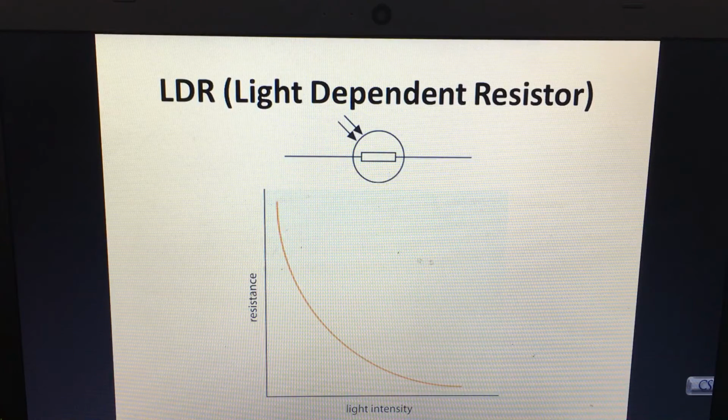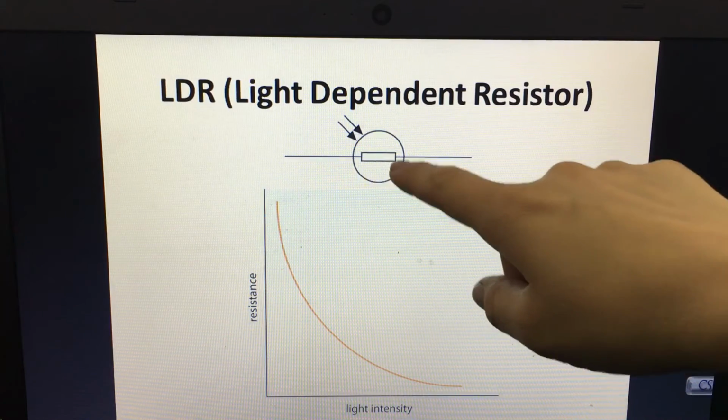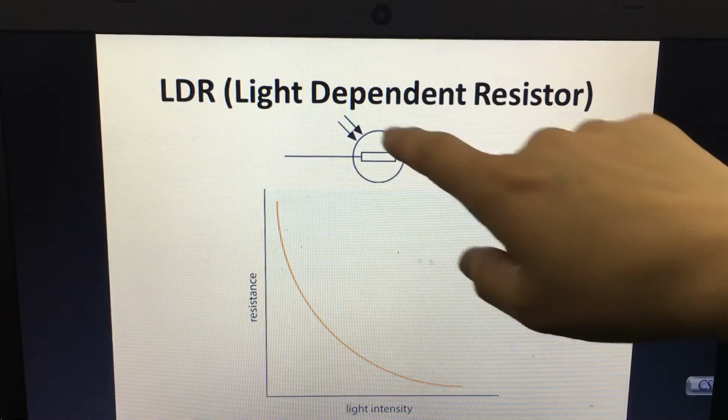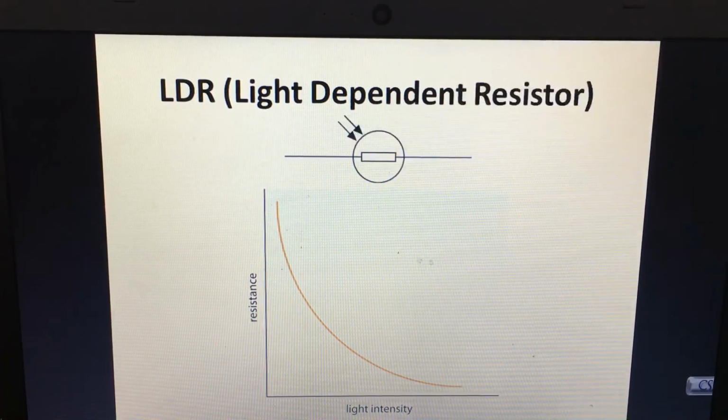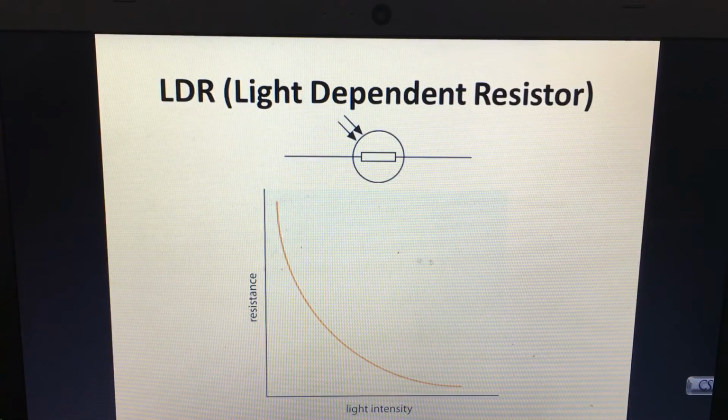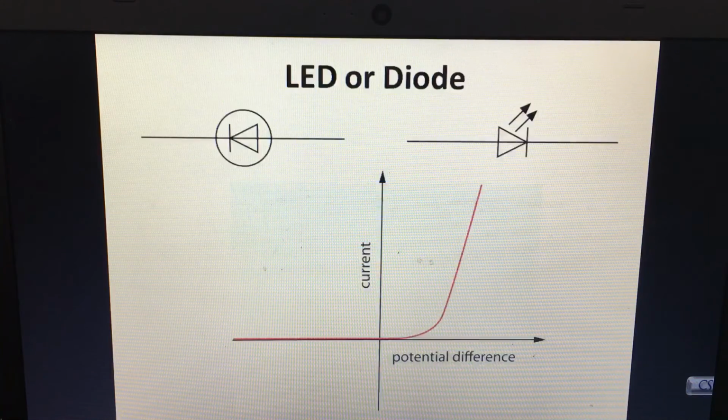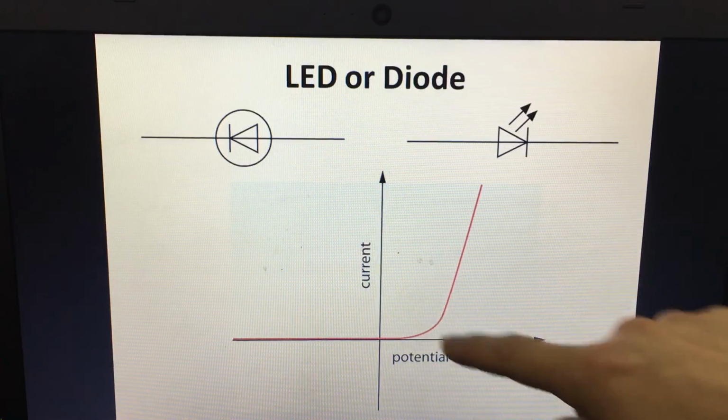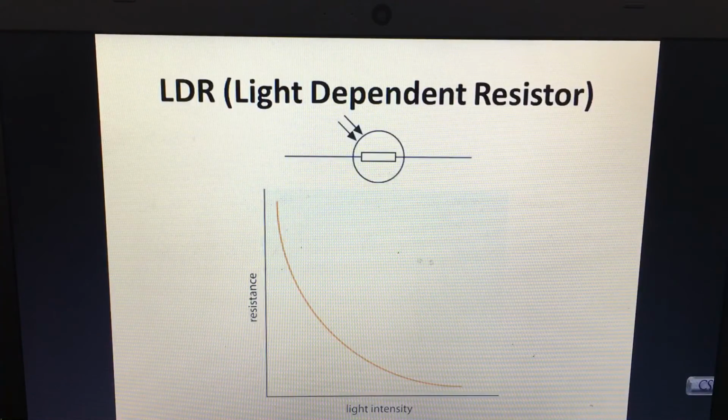LDR is a light dependent resistor. All resistors have this little rectangular box, okay? I think of this like a lamp and light's going in. So it's light dependent, its resistance is dependent on its light. Now this isn't like the other graphs, which are actually what we used to call IV graphs, current potential difference graphs. This is slightly different.